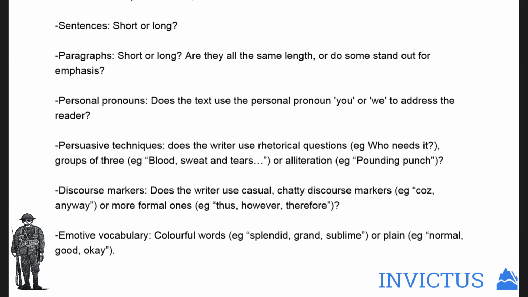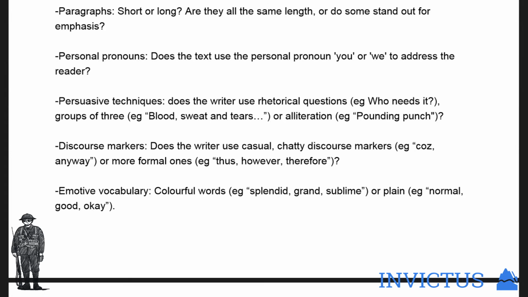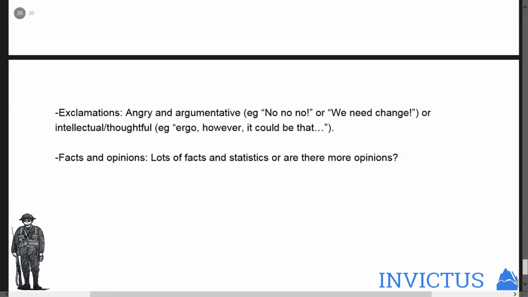Whereas, for example, a news report, you'd have more elaborate diction, long sentences, short paragraphs, no personal pronouns because it's just reporting from third person, no persuasive techniques because you're reporting from a neutral point of view supposedly, discourse markers because you're writing, and little emotive vocabulary because you have to be neutral. And of course you've got exclamations, facts and opinions.